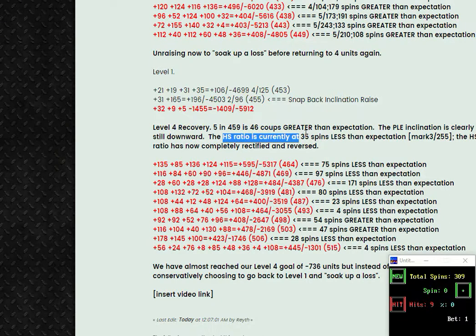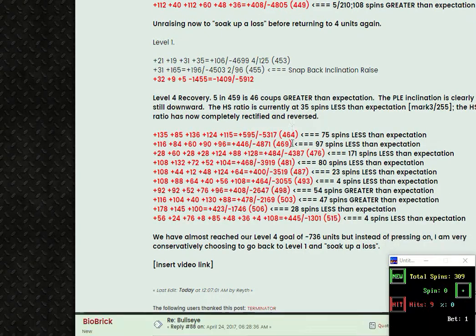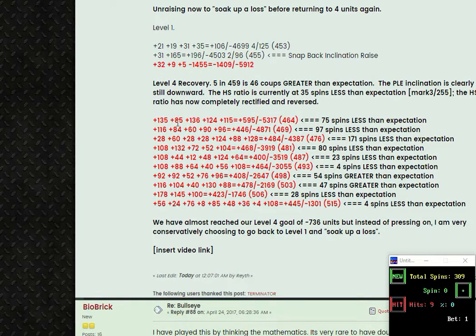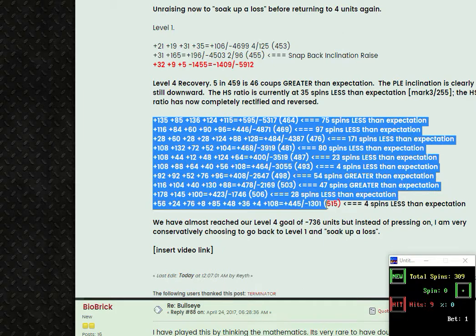Okay. And however, our HS ratio, the hits to spin ratio, is now 35 spins less than expectation. Now that's a positive thing right there. That's less than expectation, and that's exactly what we're looking for. That means we have more spins than hits, which is great. That's why I say the hit spin ratio is now completely rectified and reversed. That makes it a much more healthy statistical environment. We're also very healthy here on the PLE ratio, which makes this incredibly healthy.